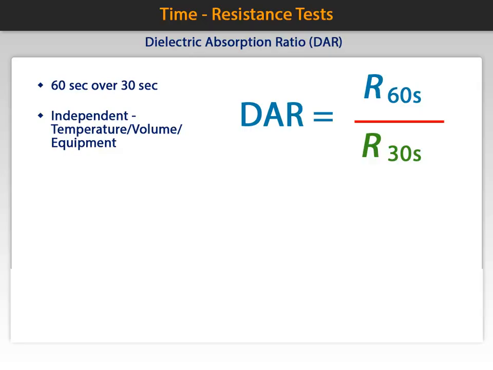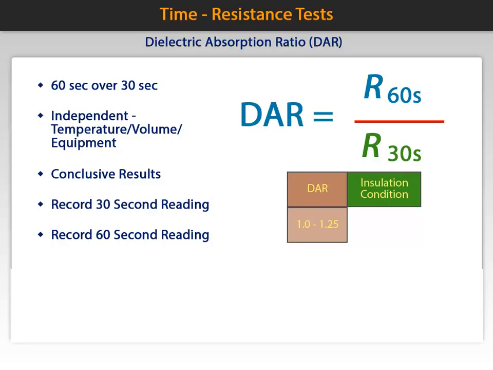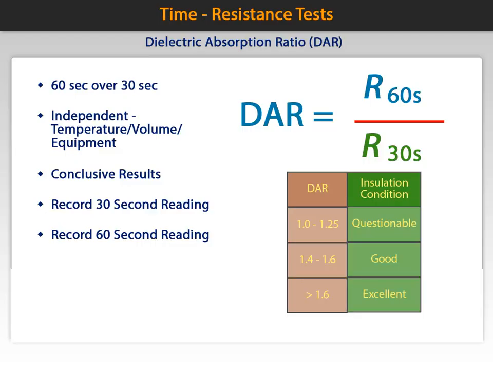The test can provide conclusive results as to the condition of the insulation. The test involves recording the 30-second reading first, then the 60-second reading. Then you can compare the resulting ratio to this table. Results between 1.0 and 1.25 are considered questionable. Ratios between 1.4 and 1.6 are considered good, and anything above 1.6 is considered excellent.